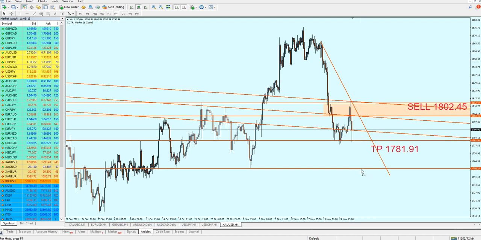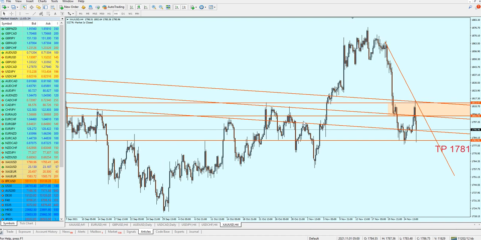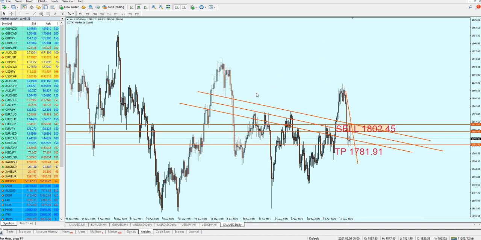And actually the take profit level should be right here at 1758. However, it should be a more realistic signal. 200 pips is more than enough for the gold, I think. I am happy with this signal. I don't see the gold actually rising at this moment.